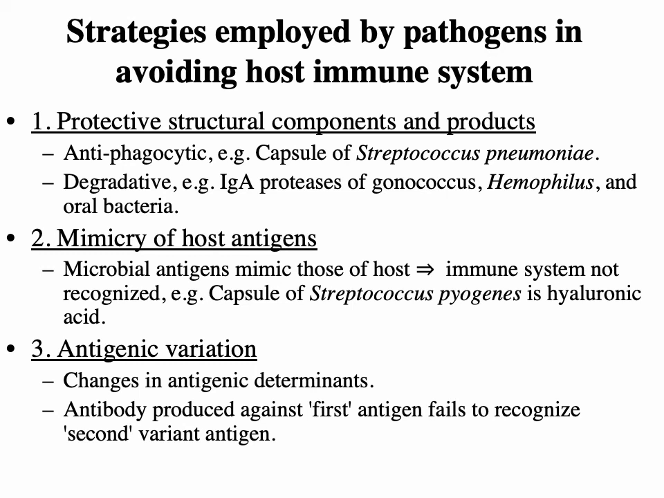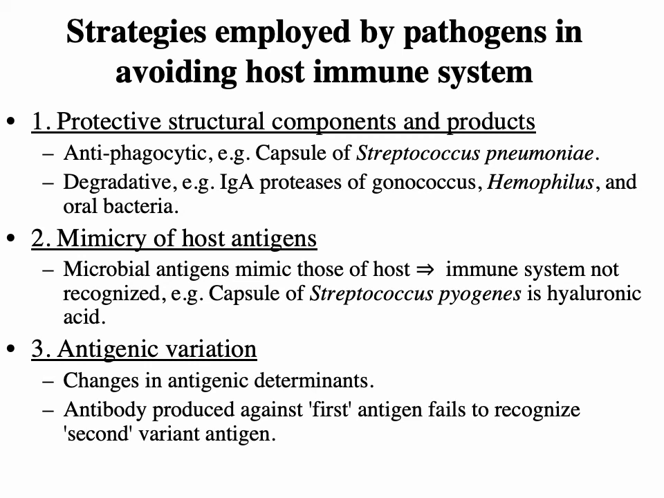When IgA binds the bacterial surface, that will prevent them from colonization. So by destroying the IgA, now the bacteria are able to colonize our epithelium. Number two, mimicry of host antigen. So microbial antigens mimic those of the host, and therefore the immune system cannot recognize them.